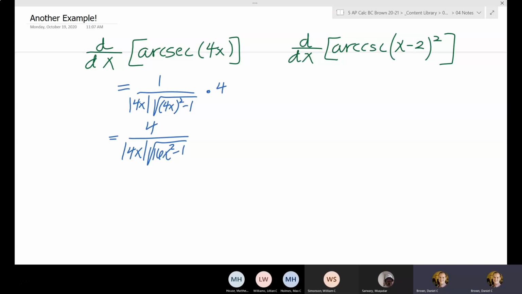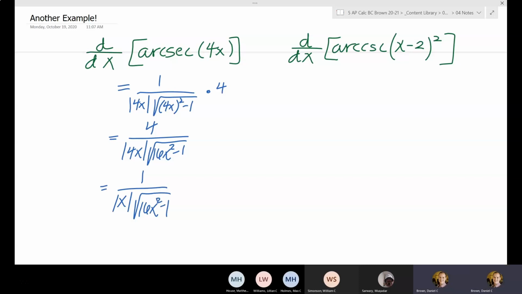Like, I think it's easier just to kind of leave it like that, because that absolute value kind of traps certain things in it. But you can technically, since that coefficient of 4 is always positive, simplify it as 1 over the absolute value of x on the square root of 16x squared minus 1. But either of those last two answers would be fine.